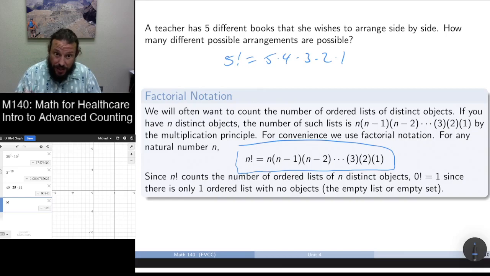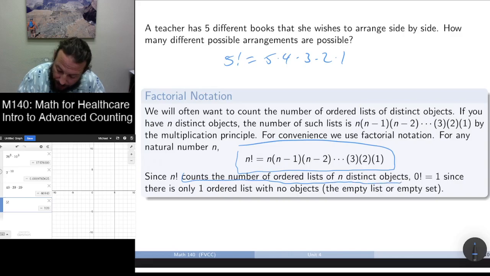What this means is 0 factorial equals 1, since there's only one ordered list with no objects. This is the empty list or the empty set. That's the real reason behind it. If you don't like it so much, just memorize that 0 factorial equals 1. It's rare that we use that. More important is the factorial notation and what it counts: the number of ordered lists of n distinct objects.